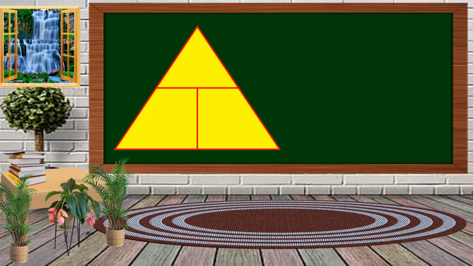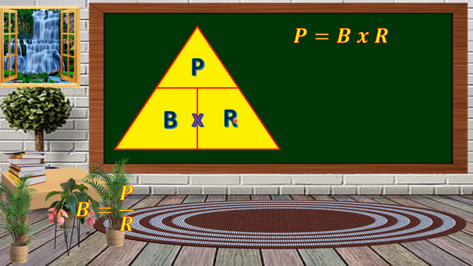In finding quantities like the base, the percentage, and the rate, we're going to use this triangle. In this triangle, we have the percentage, the base, and the rate. To find the percentage, we just multiply the base times the rate. So percentage equals base times rate. How about if we're going to find the base? The base is equal to percentage over rate.